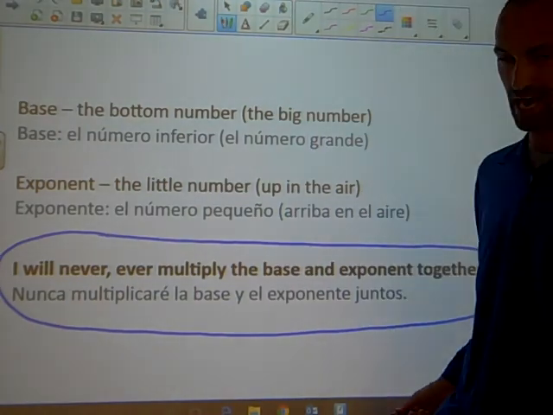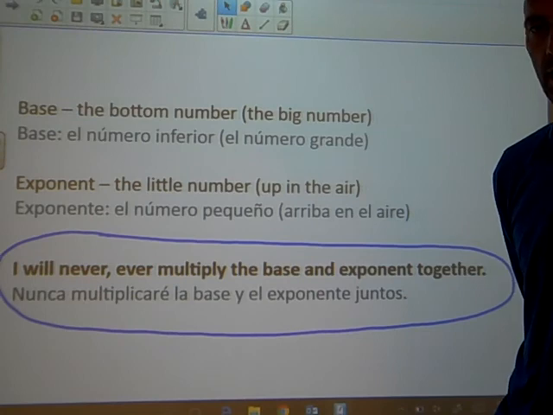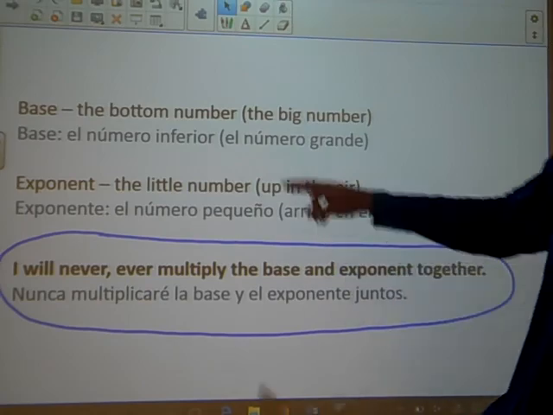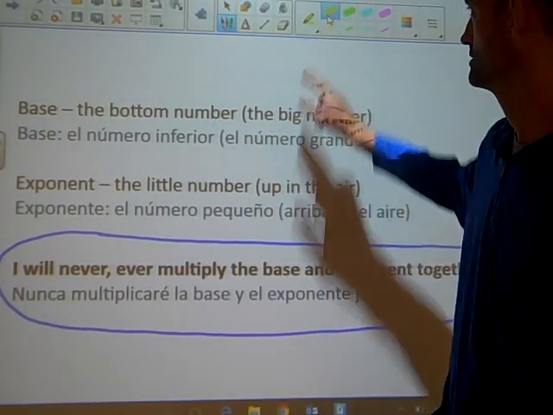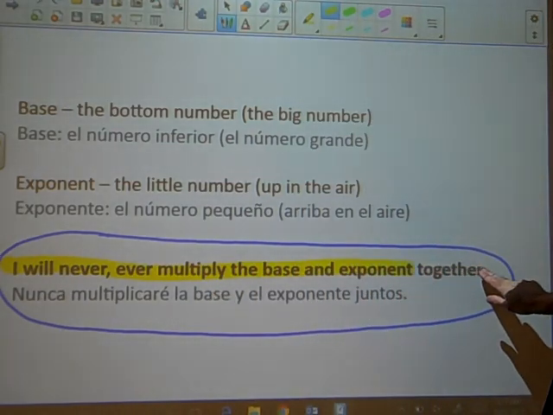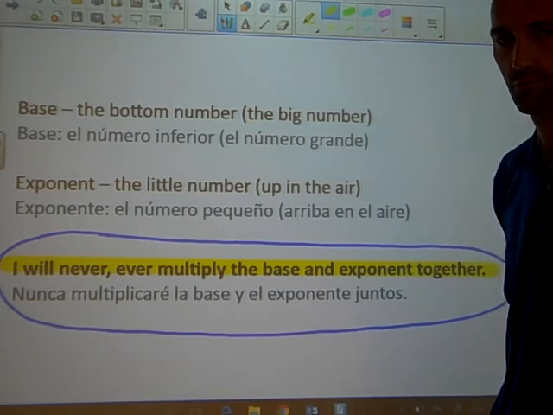At the bottom, just this, what I've circled, I want you to write that at the bottom of page 20. I will never, ever multiply the base and exponent together. And I'm going to highlight that, and I would like you to do that as well. And we will talk later in class and give some examples of what that means.